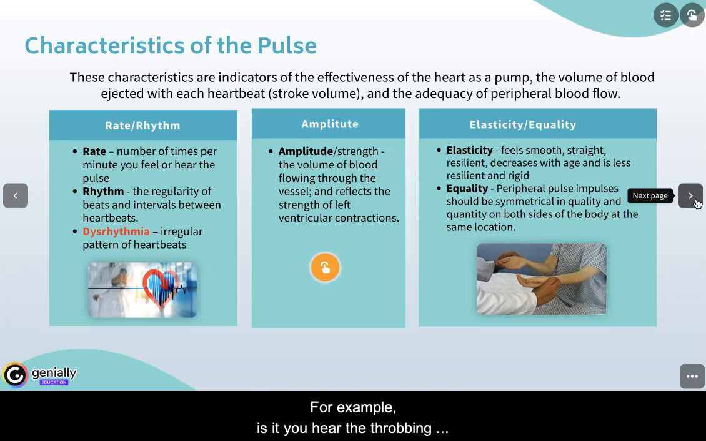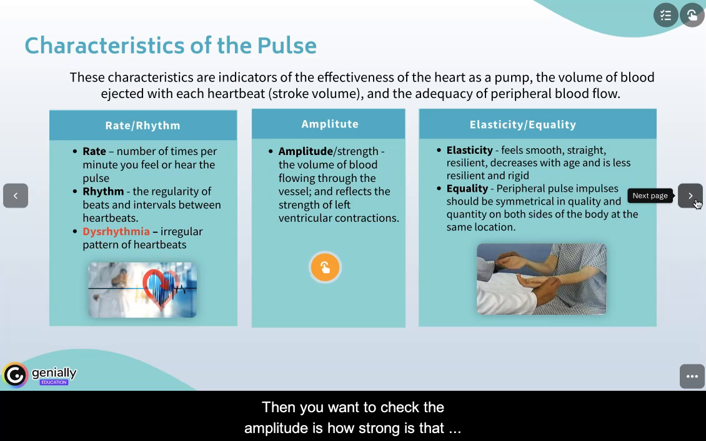For example, if you hear the throbbing sensation like 1, 2, 3, 4, and then it disappears and then it comes back? No, that's irregular. You want a regular rhythm, regularity of beats and intervals between heartbeats. Dysrhythmia is irregular patterns of heartbeats. So if it's not a regular pulse, then there could be a dysrhythmia.